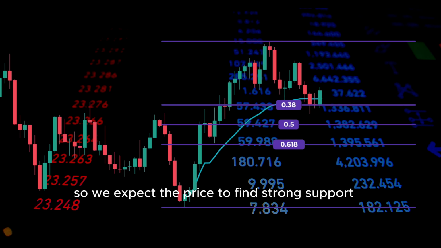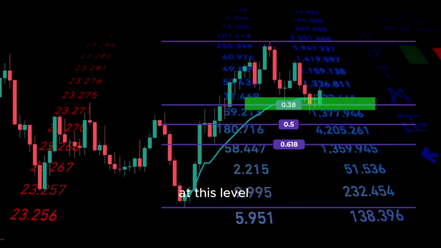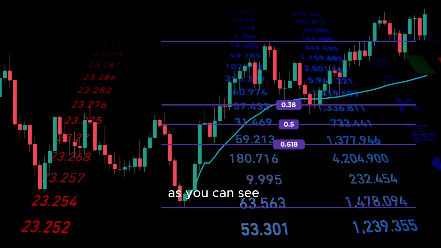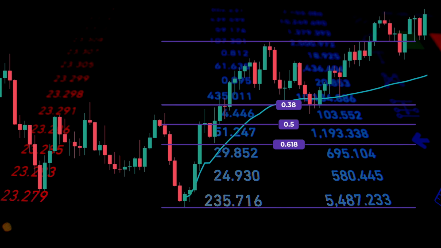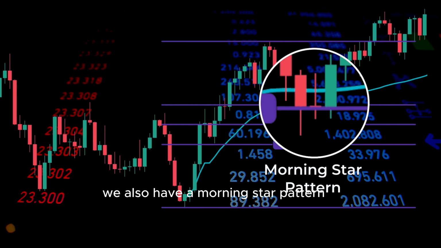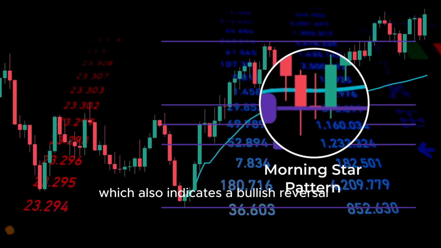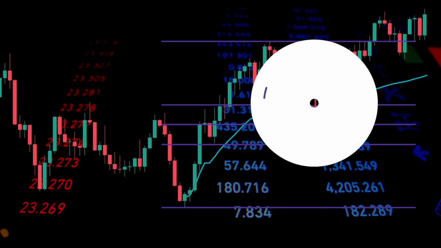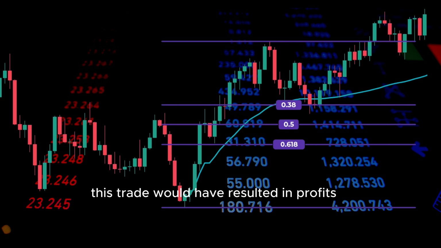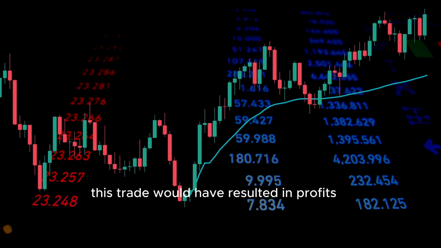So we expect the price to find strong support at this level. As you can see, the price found support at the exact price level. We also have a morning star pattern, which also indicates a bullish reversal. Hence, it was a high probability trade. As you can see, this trade would have resulted in profits.